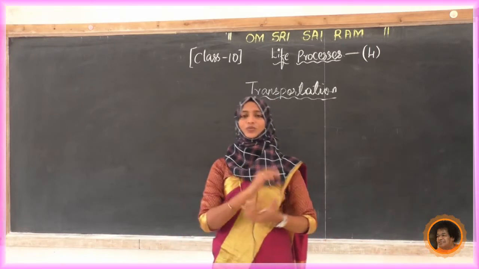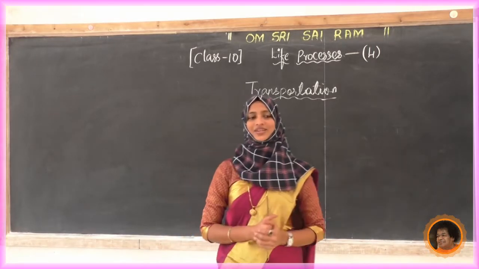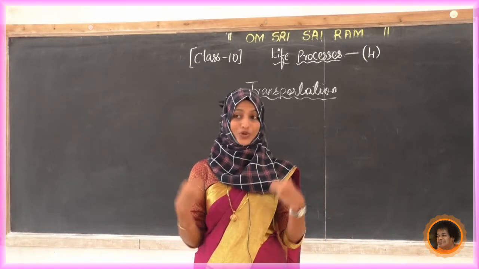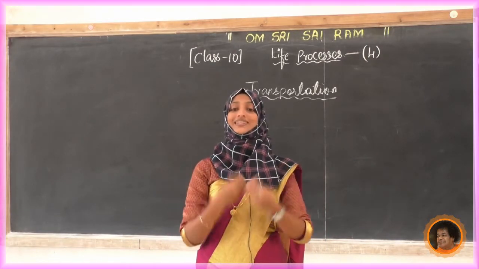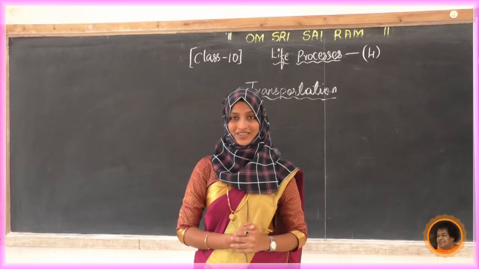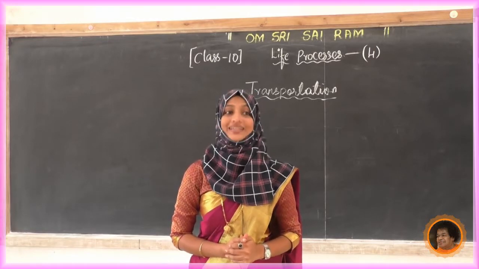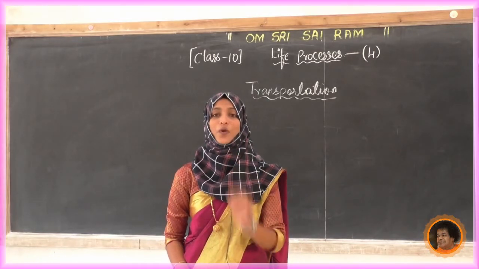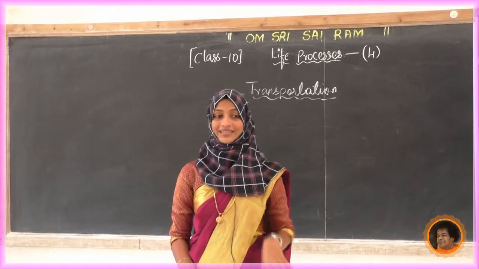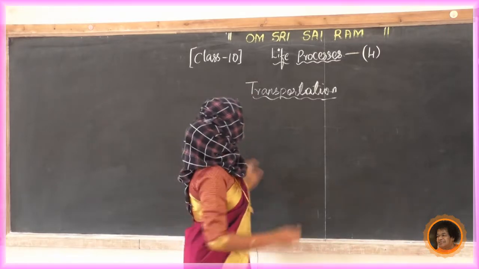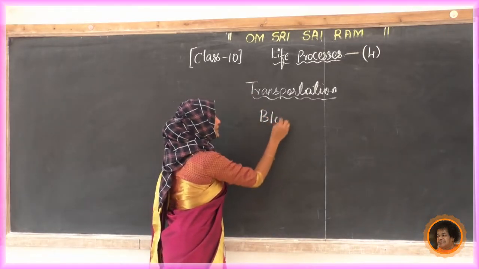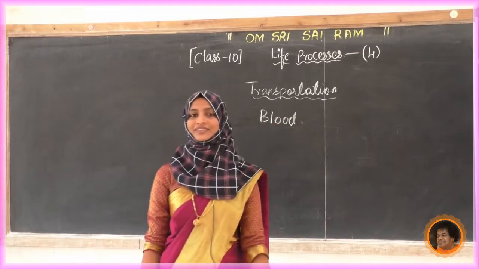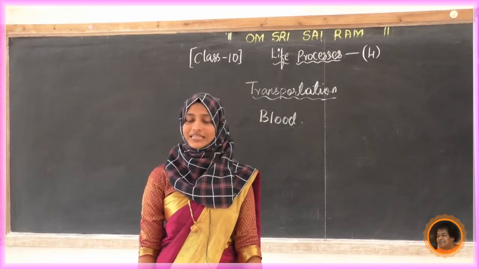Now, what is transported by our circulatory system? Which material is it transporting? That is the blood. Actually, the blood is transported in our circulatory system. Now tell me, student, what is blood? Which color is the blood?